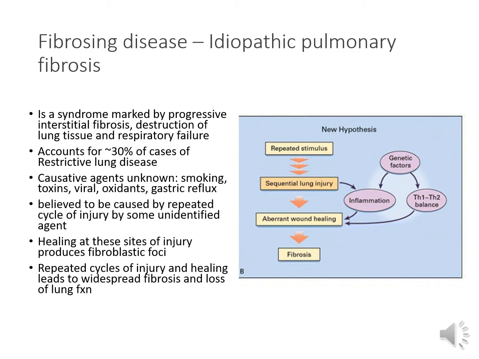Idiopathic pulmonary fibrosis is a syndrome marked by progressive interstitial fibrosis, destruction of lung tissue, and respiratory failure. It accounts for around 30% of cases of restrictive lung disease. The key feature here is fibrosis of the lung interstitium. The etiology is related to cyclical lung injury. When there is cyclical or repeated lung injury, there will be cyclical healing by fibrosis.